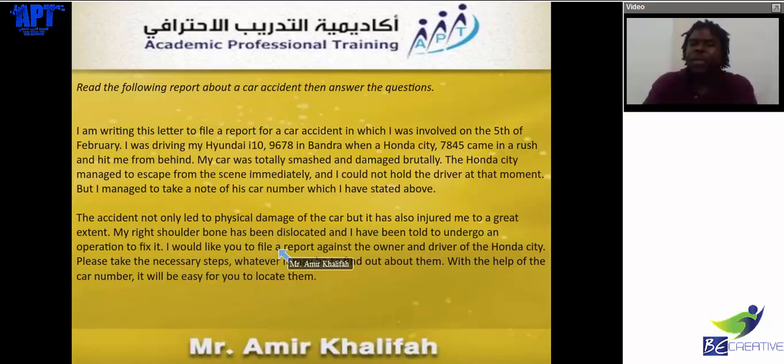I would like you to file a report against the owner and driver of the Honda City. Okay? Please take necessary steps, whatever it may be, to find out about them. With the help of the car number, it will be easy for you to locate them. All right, now let's answer our questions.